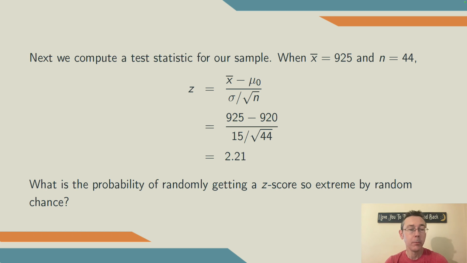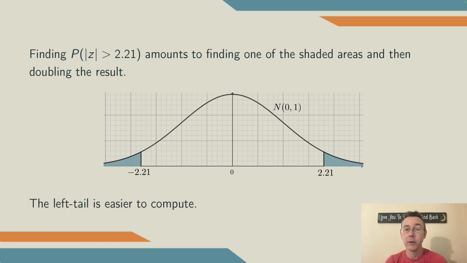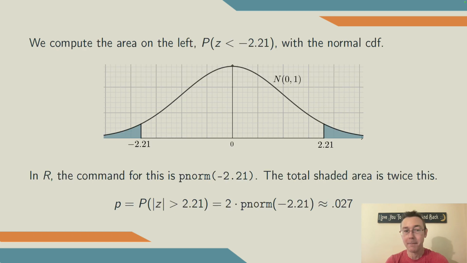In words, the sample mean that we got is 2.21 standard deviations above what we would have expected when the null hypothesis is true. So we now need a p-value. We want to compute the probability of randomly getting a z-score at least this extreme just by random chance. Finding this p-value amounts to finding one of these shaded areas and then doubling the result. The left of those areas is easier to compute since we're going to use the normal CDF, the cumulative distribution function, which gives an area to the left. So we'll find the probability of getting z less than negative 2.21 and double that.